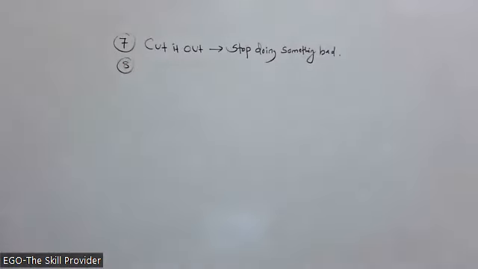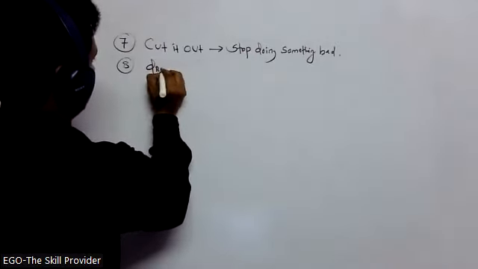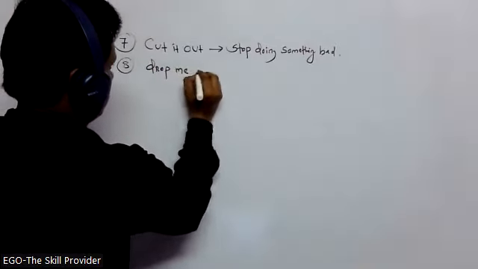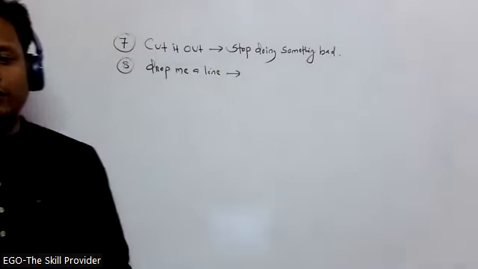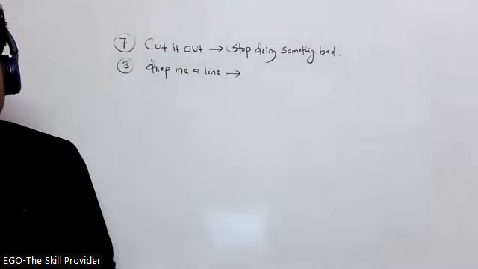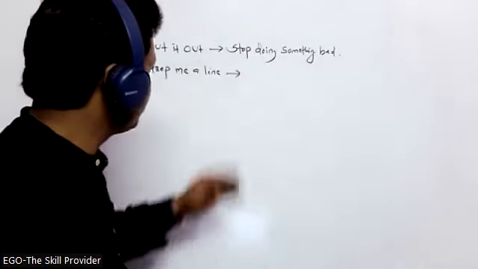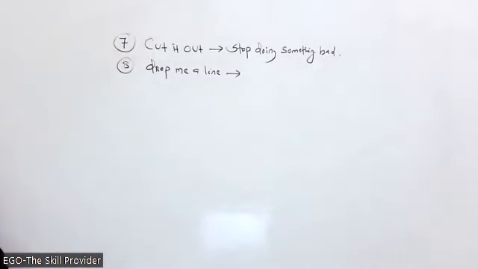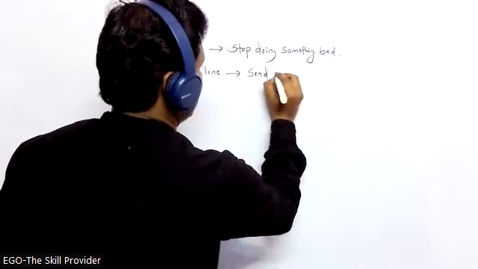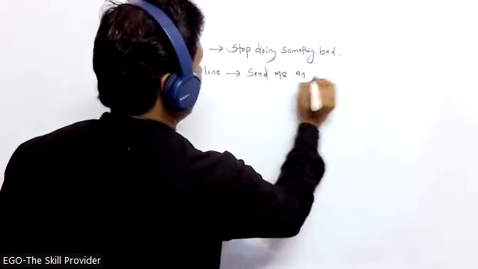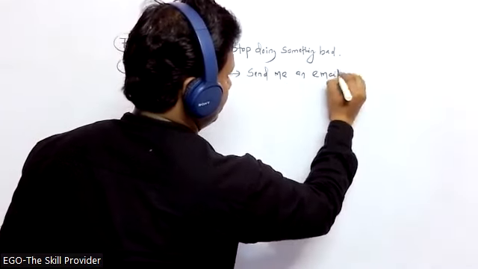Number 8. Drop me a line. What do you mean? This is also informal talking. This is something called an informal way of speaking. So what do you mean by this? That means, send me an email or a letter.